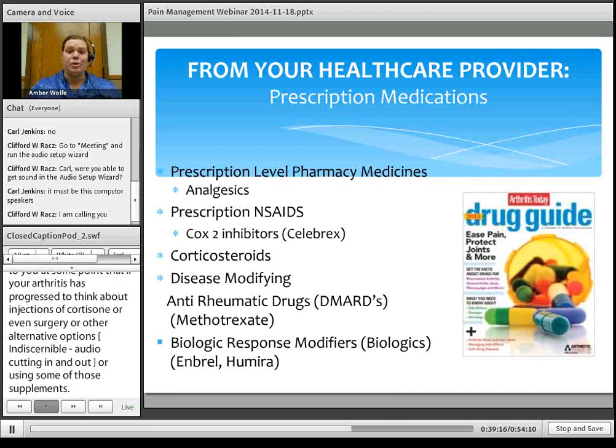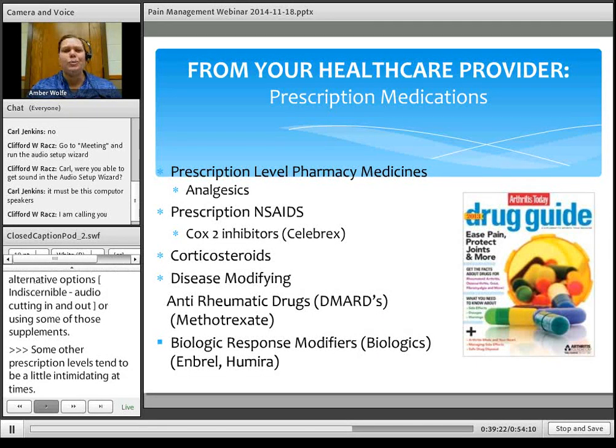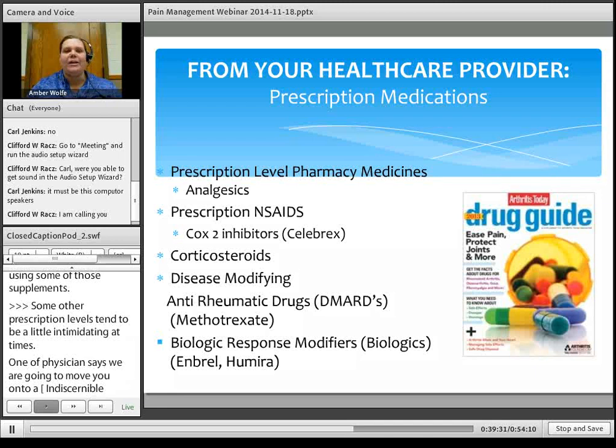Some of the prescription levels tend to be a little intimidating at times. When a physician says we're going to move you on to a COX-2 inhibitor, it's very easy to get intimidated and say, I don't know what all of this medication is. But what you need to realize is that all medication is basically an analgesic, which just means it's the relief of pain. And some people's bodies react differently to that.